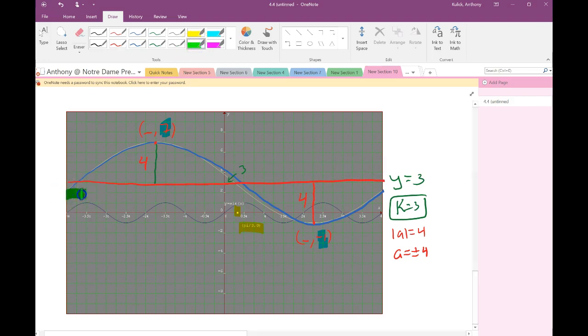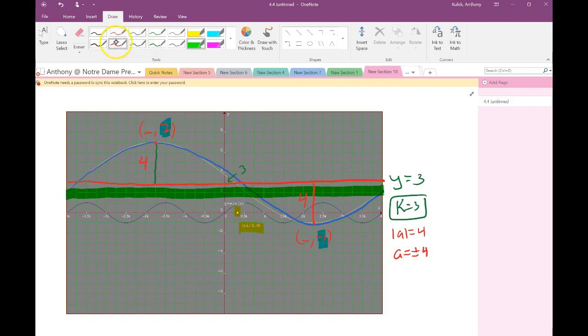So if I follow along this, I notice that it is 1 period there. So I notice that we're starting here at negative 4 pi, ending here at positive 4 pi. So my period, which again is 2 pi over b, is going to be negative 4 pi to positive 4 pi. That total distance then is 8 pi.